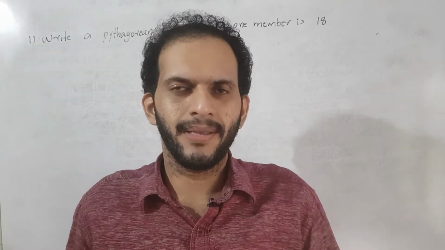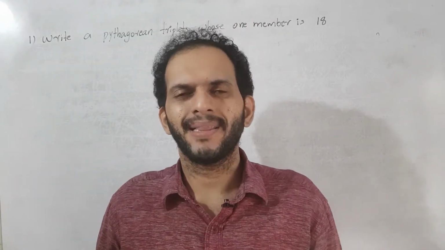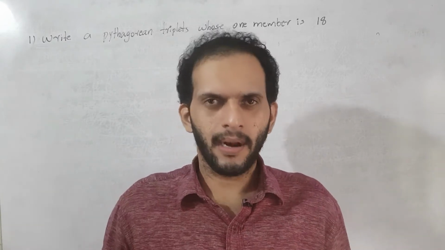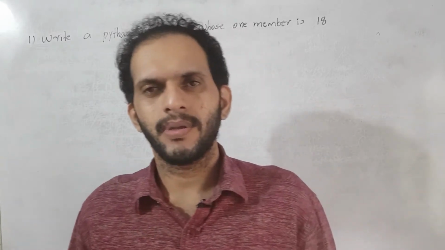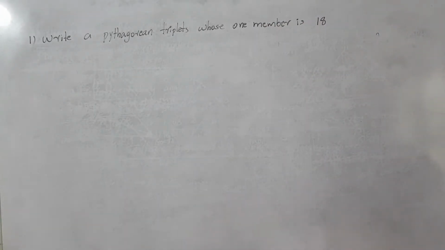Okay, then we go to the first example based on the Pythagoras theorem. Next we are discussing how to find a Pythagorean triplet by using the general form. Okay. Then the question is like this: write a Pythagorean triplet whose one member is 18. Here one member of the Pythagorean triplet is given, that one is 18. Then we want to find the other two members, correct?